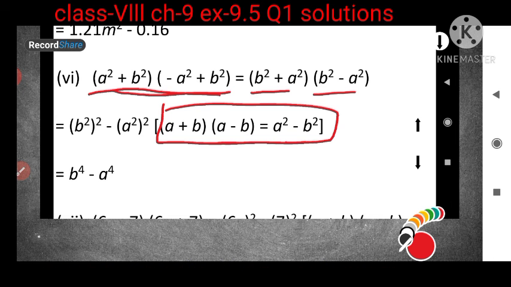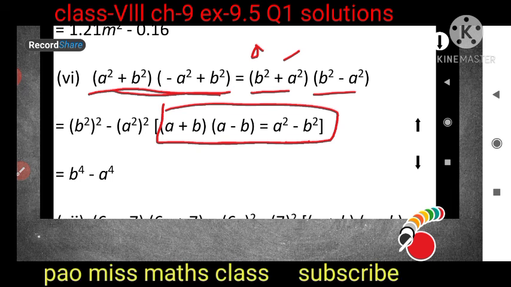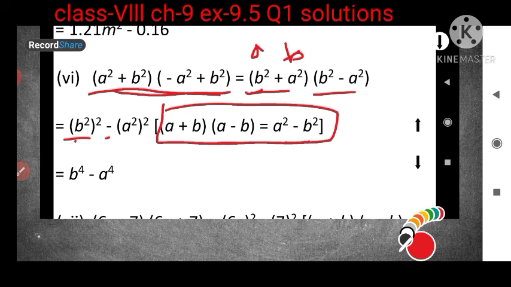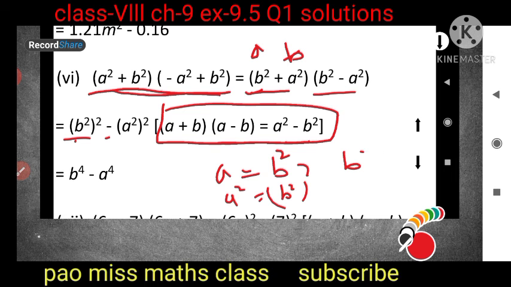Now this is a, and this is b. What is the value of a? The value of a is b square. So you write b square, then again whole square, then minus a square, again whole square. In place of a we have b square, so a square will be b square whole square. In place of b we have a square, so b square will be a square whole square.